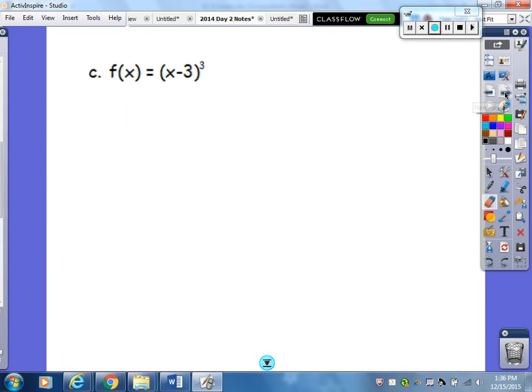Okay. All right, look, we got a cube. We don't have to worry about cubes, okay, because we don't need a plus or minus. So we're going to switch the x and the y.